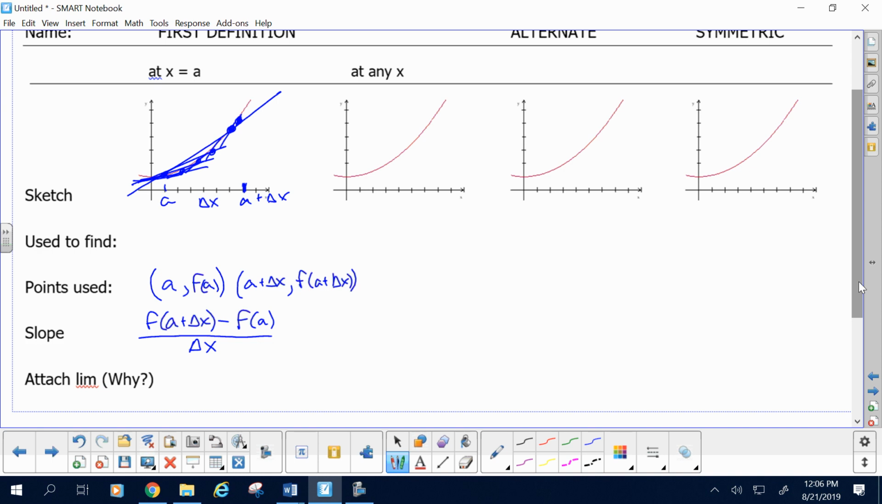The only way I get a tangent slope is if I take the 2 points closer and closer together, so close that the dot looks like one and the same. Well, how do I get 2 points closer together? The limit. What do I take the limit of?